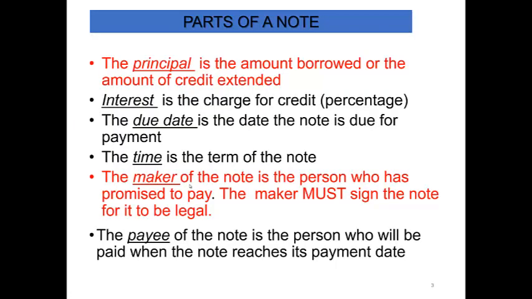A note must contain the following information. It must list the principal, which is the amount that was borrowed. The interest must be listed, which is the amount charged for the credit, your interest rate. The due date of the note should be listed on the note. The time or the term of the note. How many days until the note is due, in other words. It could be a 1-month note, it could be a 60-day note, or a 90-day note, or a 3-month note.